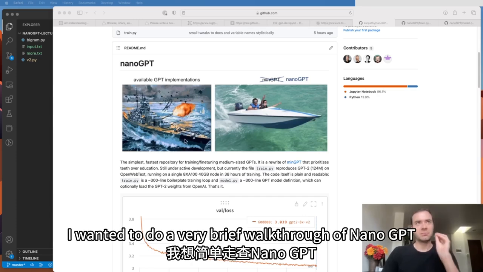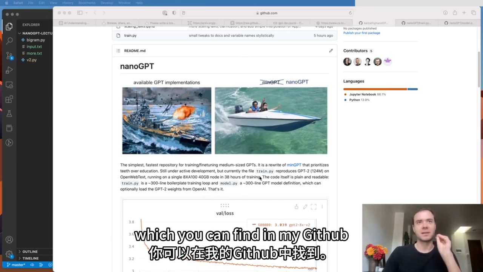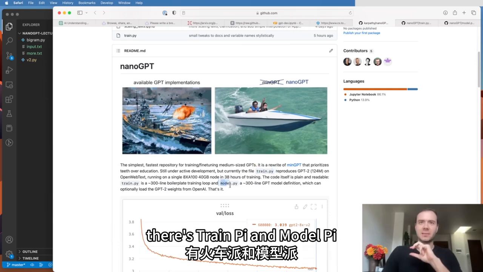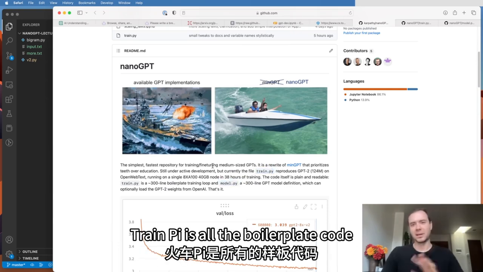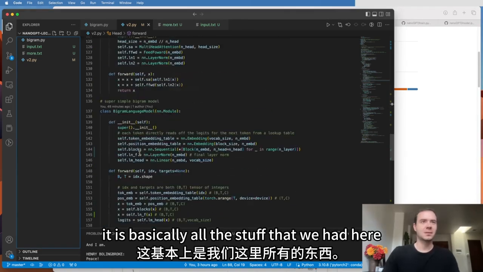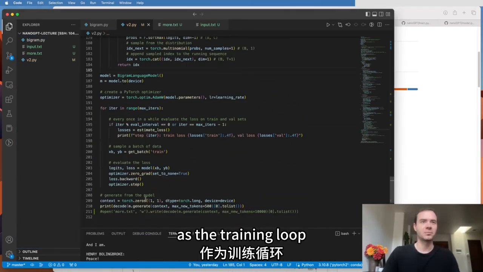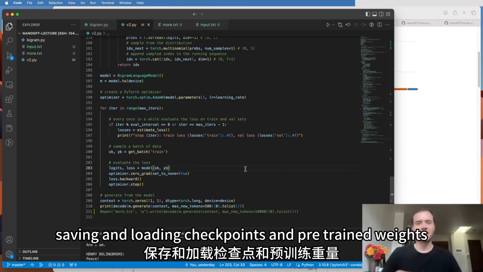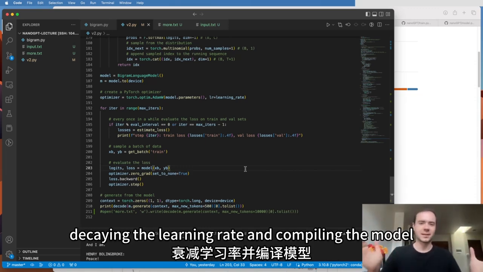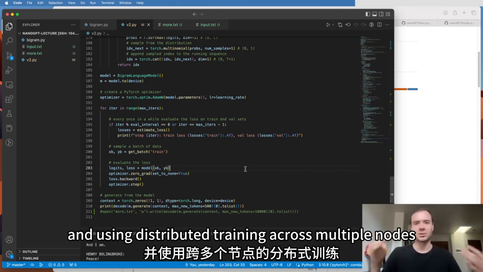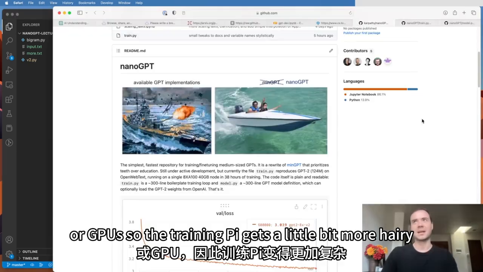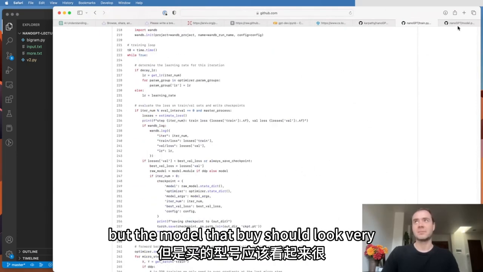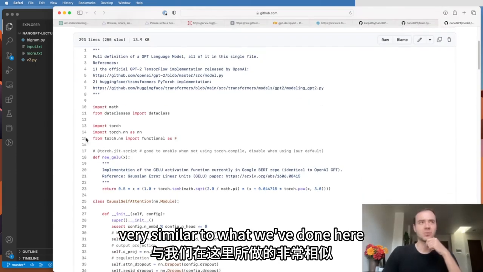Okay, so now I wanted to do a very brief walkthrough of NanoGPT, which you can find on my GitHub. NanoGPT is basically two files of interest: train.py and model.py. Train.py is all the boilerplate code for training the network. It is basically all the stuff that we had here, the training loop. It's just a lot more complicated because we're saving and loading checkpoints and pre-trained weights, decaying the learning rate, compiling the model, and using distributed training across multiple nodes or GPUs. So train.py gets a little bit more hairy, with more options, etc. But model.py should look very, very similar to what we've done here.